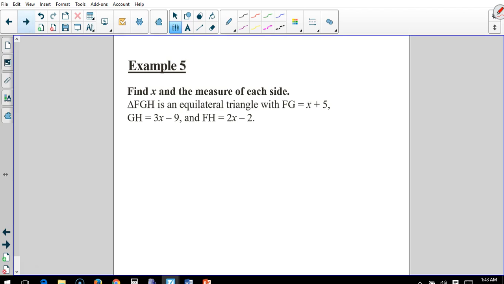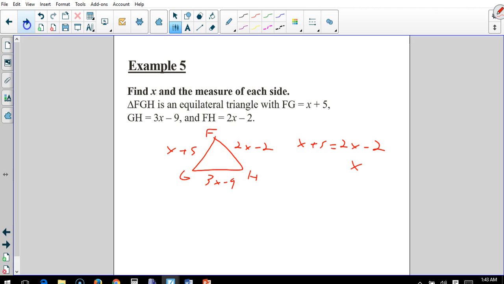Find x and the measure of each side. FGH is an equilateral triangle. FG is x plus 5. GH is 3x minus 9. And FH is 2x minus 2. Well, if it's equilateral, that means all three sides are the same. You can set any two of these equal to each other. So x plus 5 equals 2x minus 2. I'll do that one. I'm going to subtract x from the left and right to get x minus 2 equals 5. I'm going to add 2 to both sides and get x equals 7.